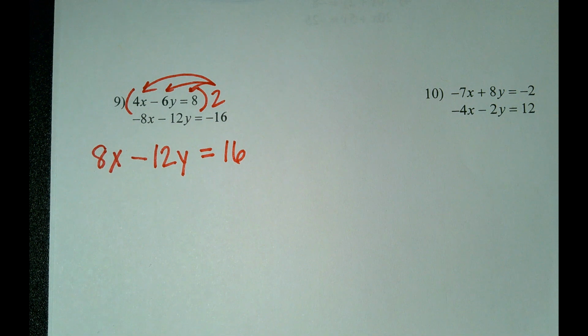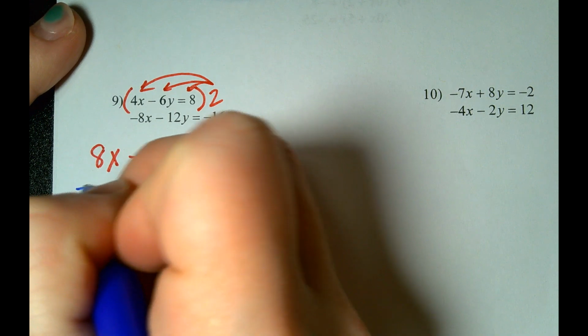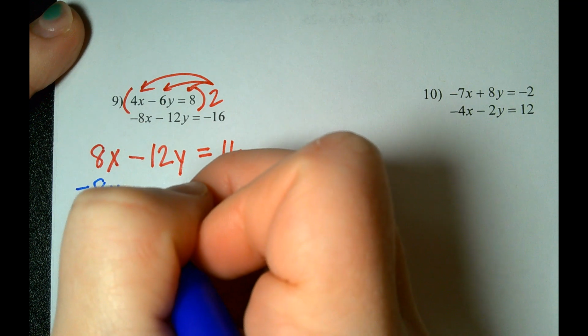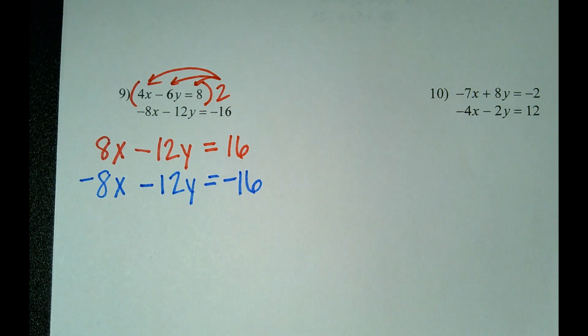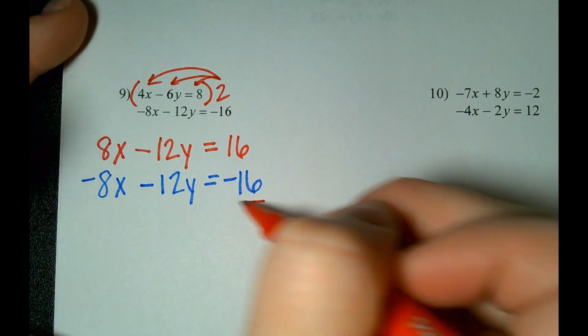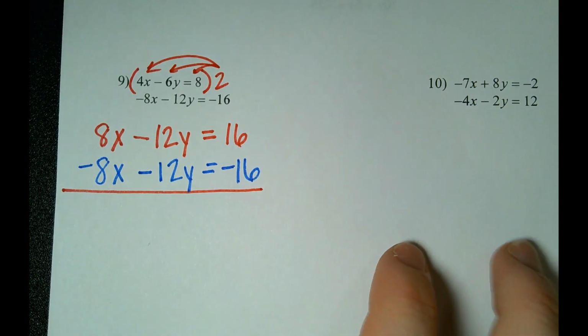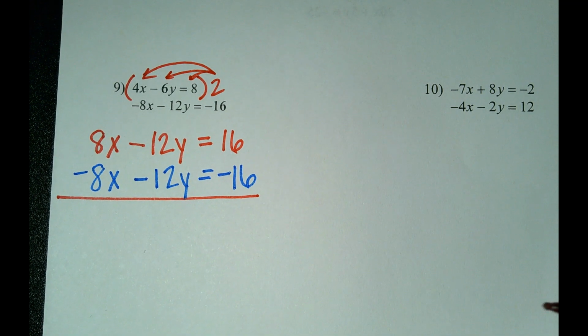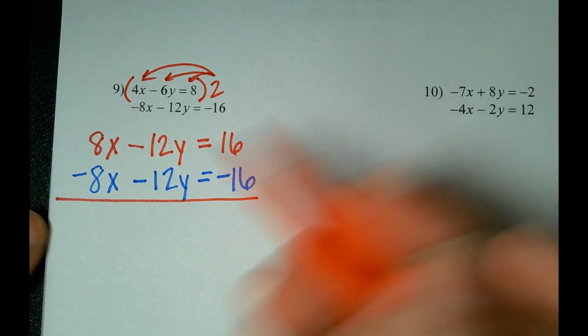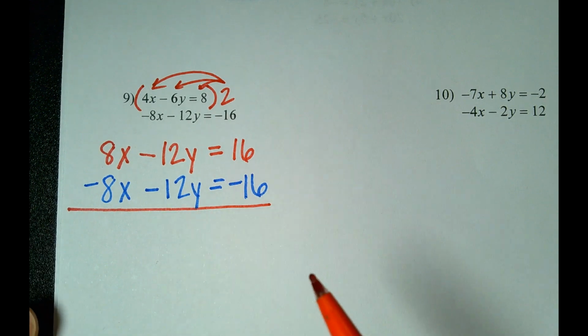Okay, and then I'm just going to rewrite my second equation. Minus 8x minus 12y equals negative 16. It's interesting. They all match. Let's see what's going to happen here. So, what should I do? What's going to cancel? Everything. Will everything cancel? It looks like it might. There's one thing that won't. They cancel if the signs are different.